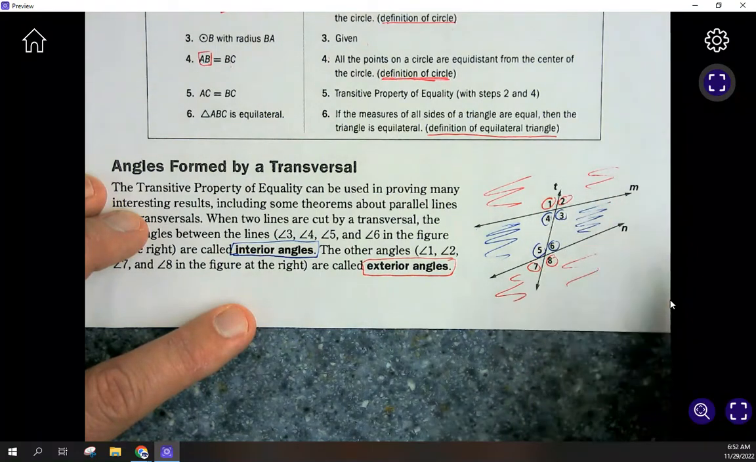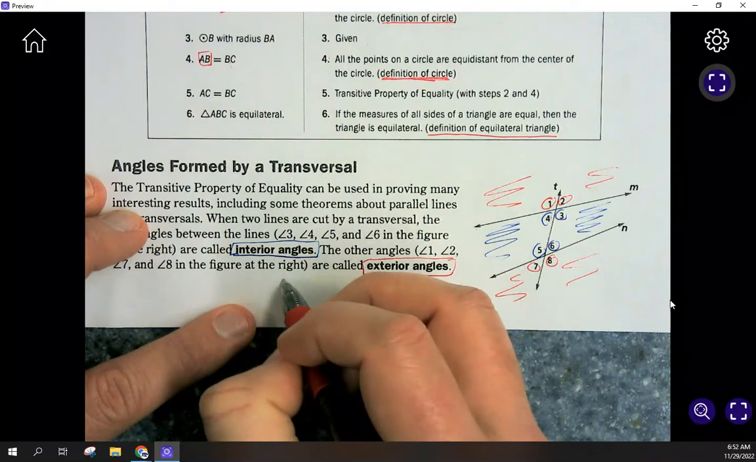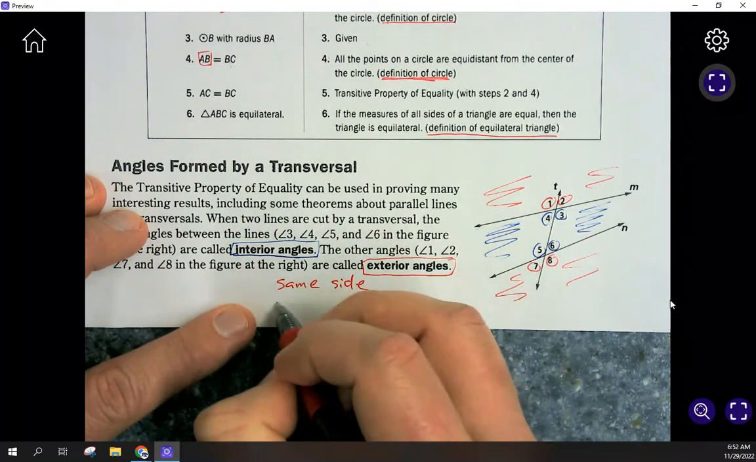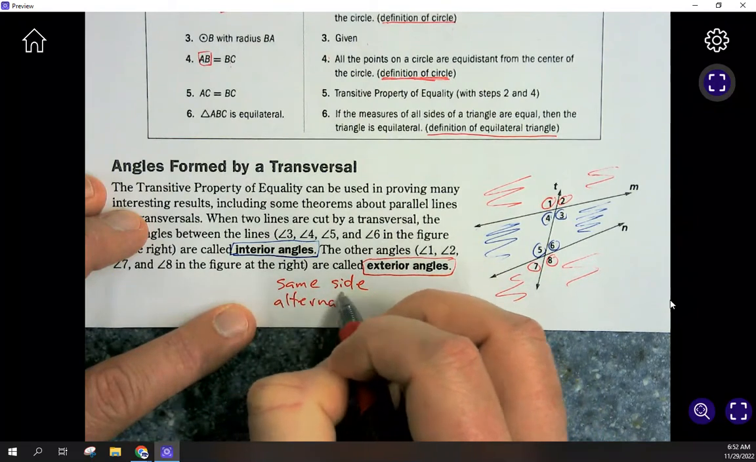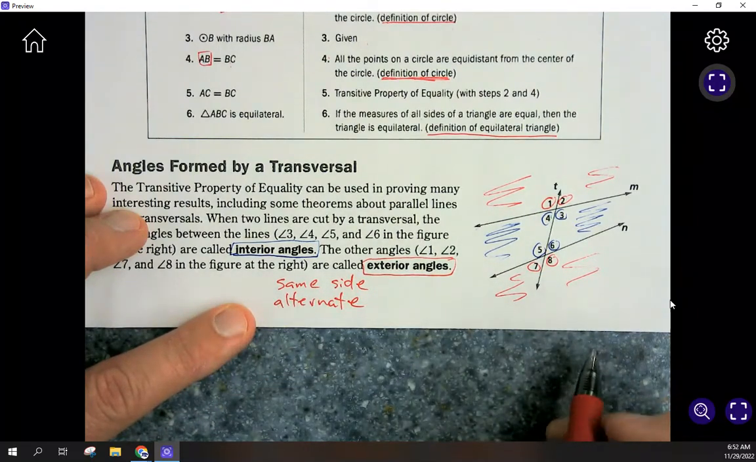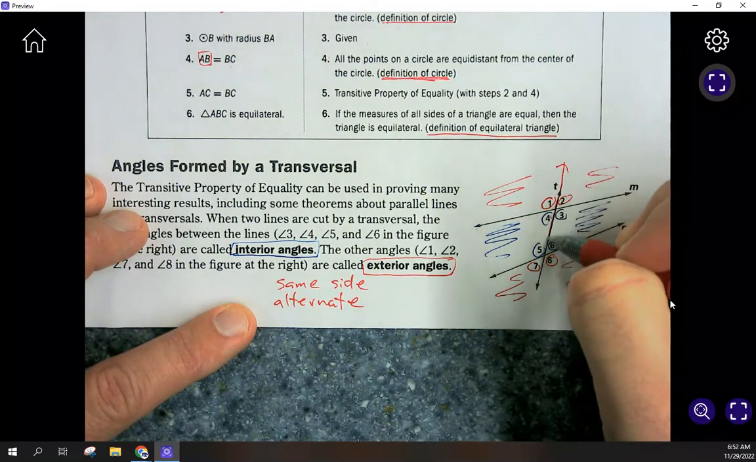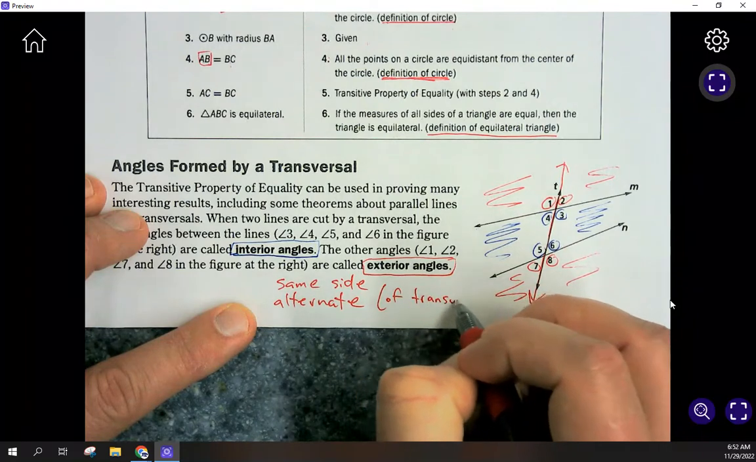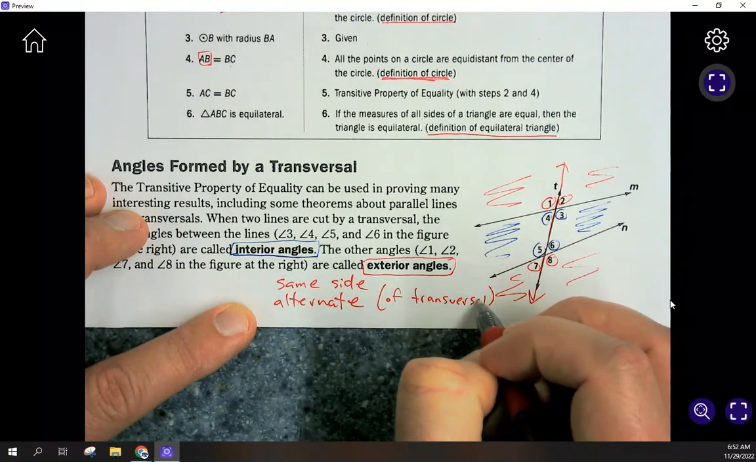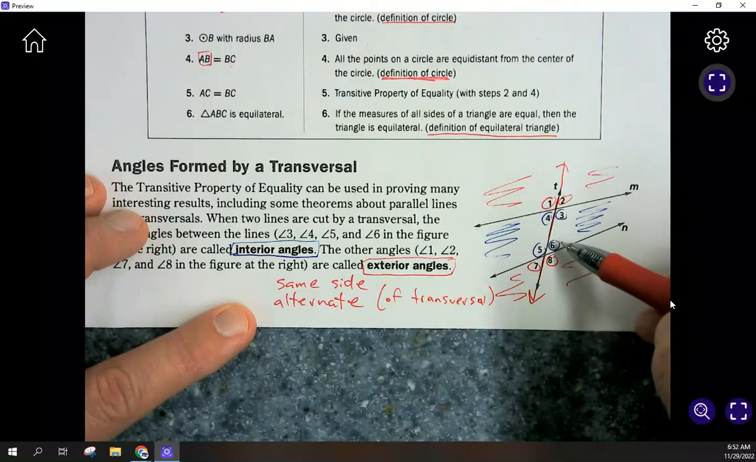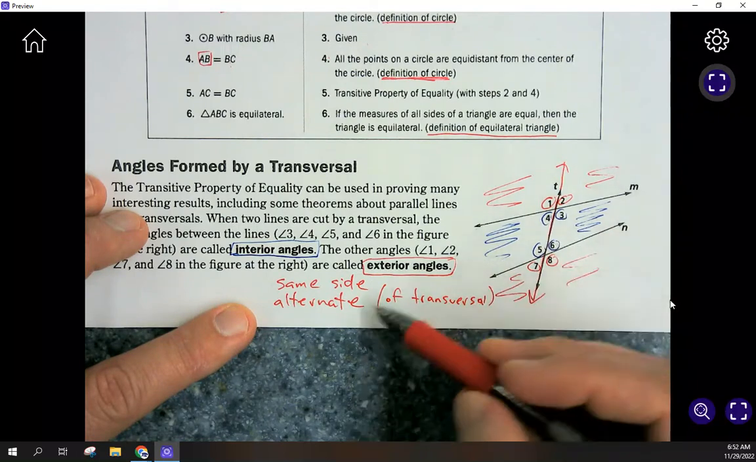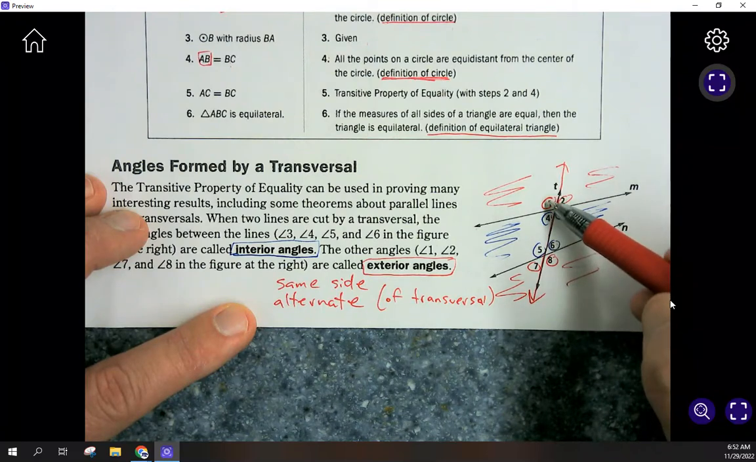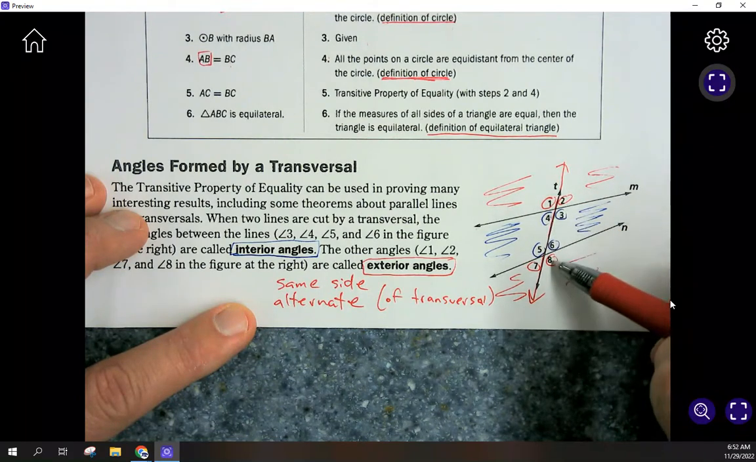Now, one other piece of classification that we're going to look at is same side and alternate. And that's talking about the transversal. So 3 and 6 are on the same side. 4 and 6 are alternate. One's on the left of the transversal and one's on the right. We have alternates here as well.